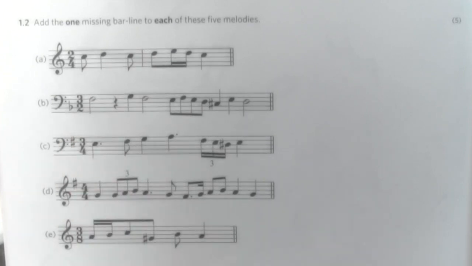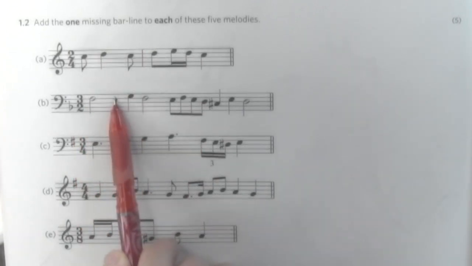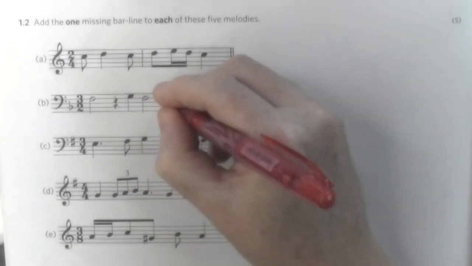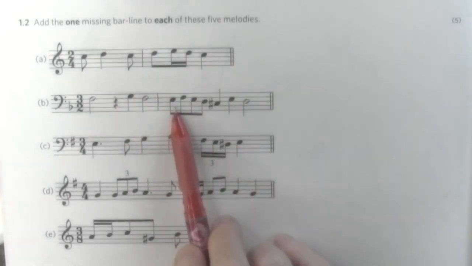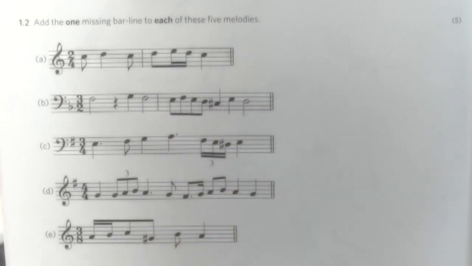The next one is in 3 halves, which means 3 minims. So we only need to count the minims. 1, 2, and 3. Just to double check. 1, okay, a group of things. 2 and 3. Perfect.